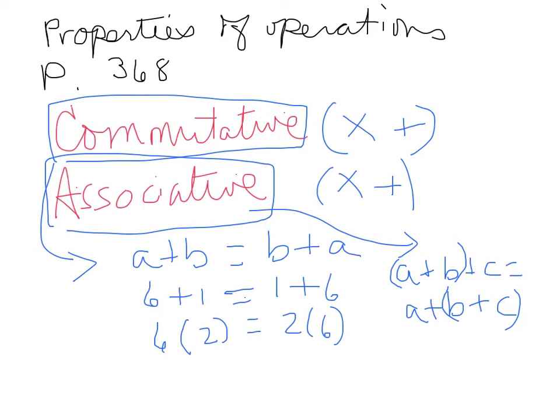In commutative, the numbers are flipping. So we could say something like this in associative: 3 times 4 times 5 is the same thing as 3 times 4 times 5, but in this case the parentheses are here, and in this case the parentheses are on the other two. But it is the exact same answer. So with the commutative property, the numbers are flipping. With the associative property, there are 3 terms, and the parentheses are flipping.